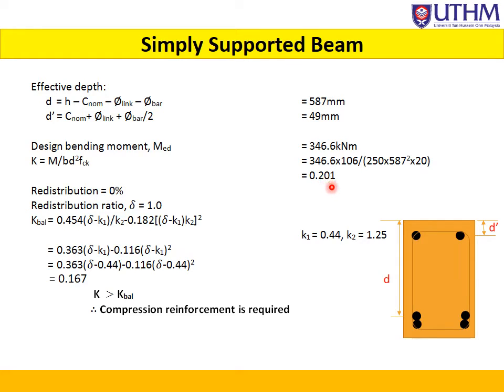0.201, okay, and our K balance is 0.167. Since our K is more than K balance, it means that our beam has to be designed as a doubly reinforced beam. For a doubly reinforced beam, compression reinforcement is required. You can ignore this calculation for K balance, since we actually know the value of K balance is 0.167.